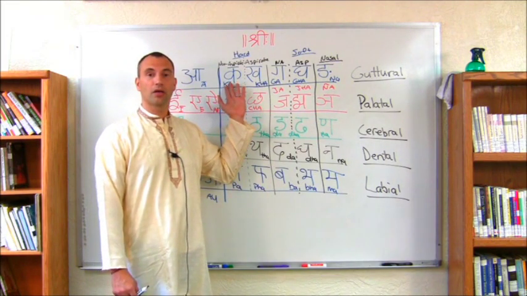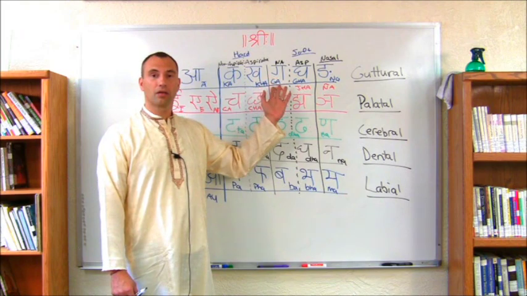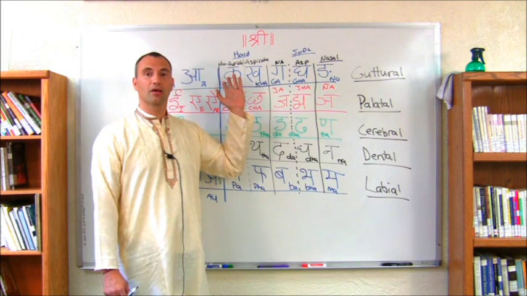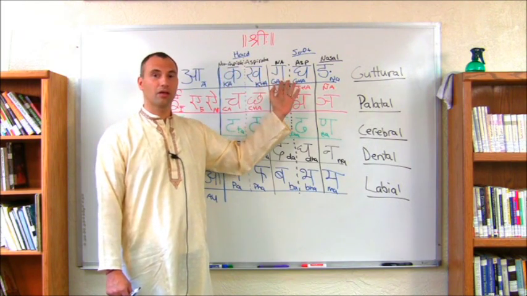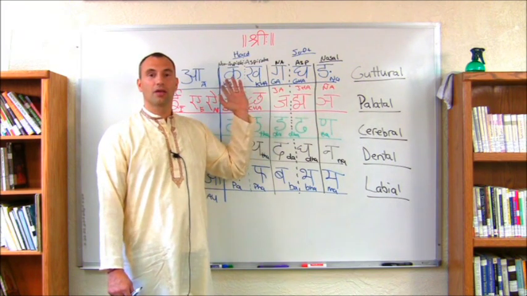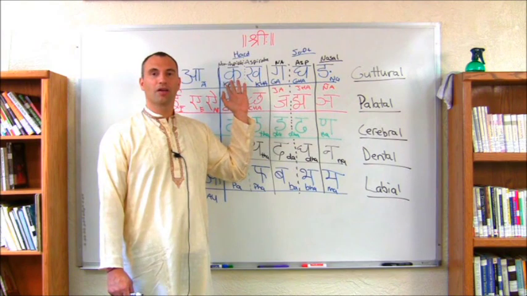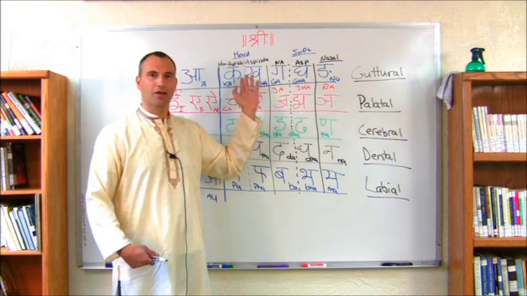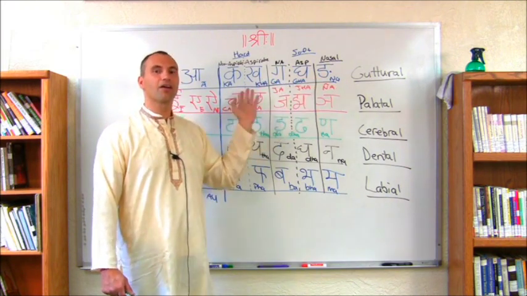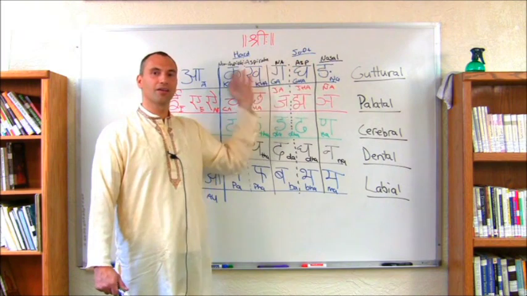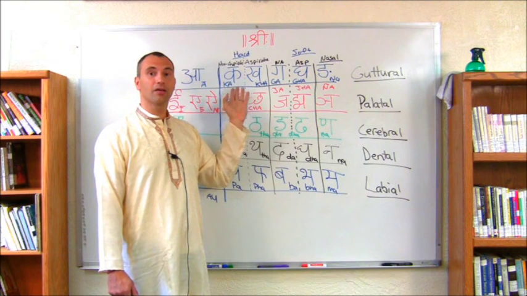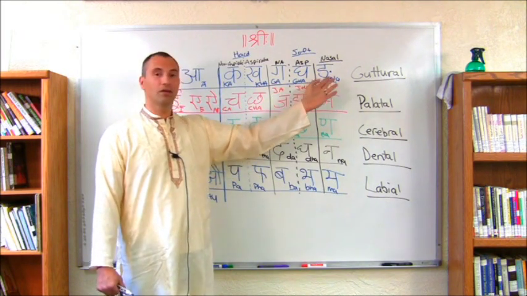All in a row. K, kh, g, gh, ng. Let's try it again. K, kh, g, gh, ng. Now let's do it really fast. K, kh, g, gh, ng. Faster. K, kh, g, gh, ng. Now, normal speed. K, kh, g, gh, ng.